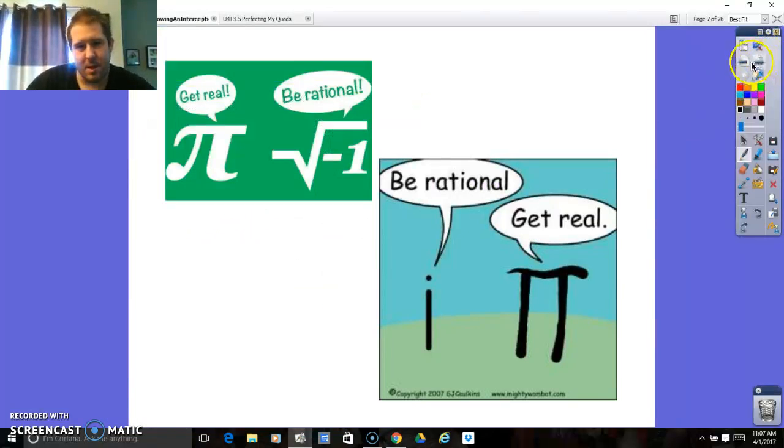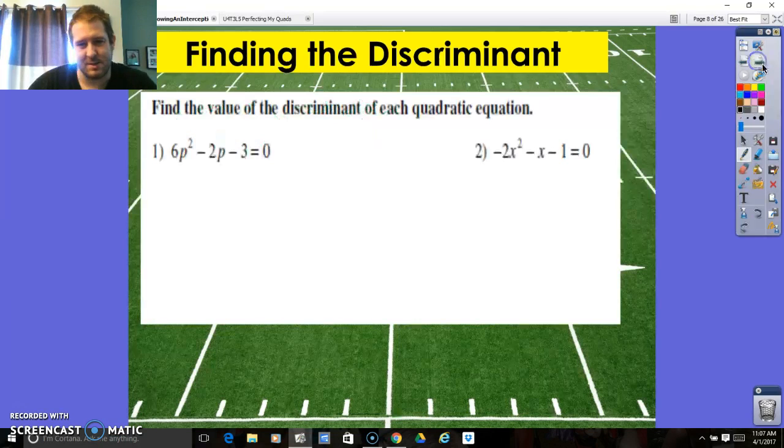So we've got a nice little cartoon here. You might have seen this on the internet before. Pi is telling imaginary number to get real, because it's imaginary, it's not real, and then i is telling pi to be rational, because it's irrational.